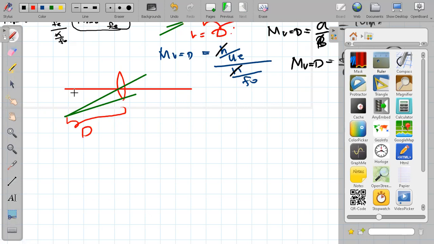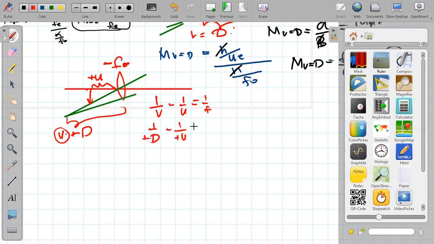D is positive. U is positive. And F is negative. 1 over V minus 1 over U equals 1 over F. So 1 over plus D minus 1 over plus Ue equals 1 over minus Fe.